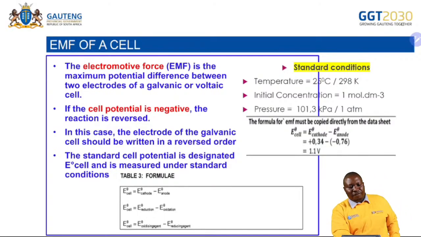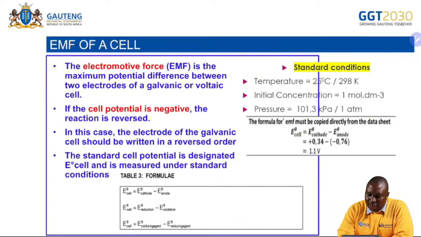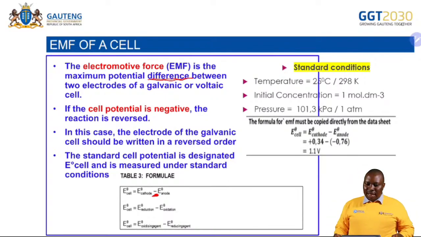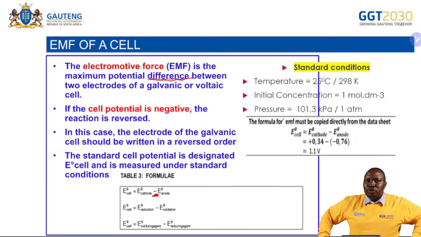Now there is this which we refer to as EMF of a cell. Now this is the maximum potential difference between 2 electrodes of a galvanic or voltaic cell. You see, we call it potential difference. Hence, when we calculate, it is the E cathode minus E anode, because our EMF is the potential difference between the 2 electrodes. Our electrodes are the cathode and the anode. So when you find the difference between them, you are calculating the EMF. So at all times, know that to calculate the EMF, you have to find the difference between the cathode and the anode, not the other way around. Remember, if you say E anode minus E cathode, it's not going to give you the correct answer.